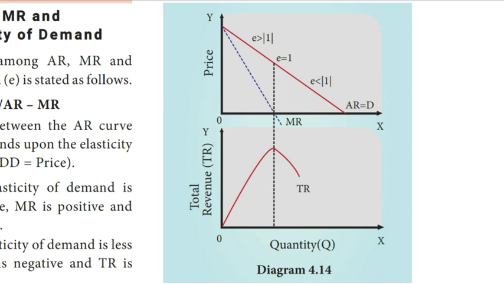It is to be noted that in the output range of 1 unit to 5 units, the price elasticity of demand is greater than 1 according to the total outlay method. Hence, the total revenue is increasing and marginal revenue is positive. In the output range of 5 to 6 units, the price elasticity of demand is equal to 1. Hence, the total revenue is maximum and marginal revenue is equal to 0. At the output range of 6 units to 10 units, the price elasticity of demand is less than 1. Hence, TR is decreasing and MR is negative.